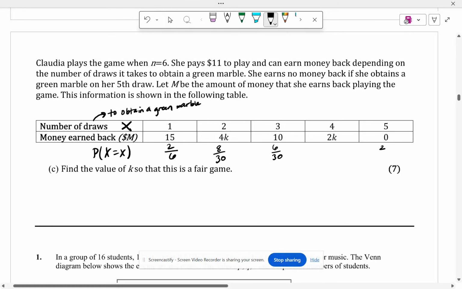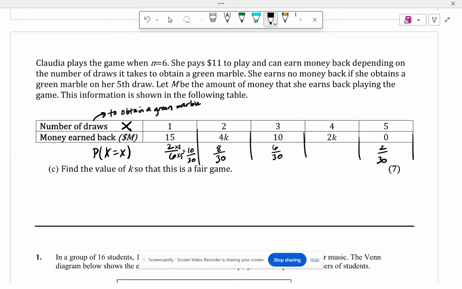It looks like they're all in terms of 30, so I'm going to scale this one up by multiplying by 5. Do you see why? Then I can really see how many were in that one. All right, so I've got 10 out of 30 for this one, 8 out of 30, 6 out of 30. This one's missing, and then I have 2 out of 30.